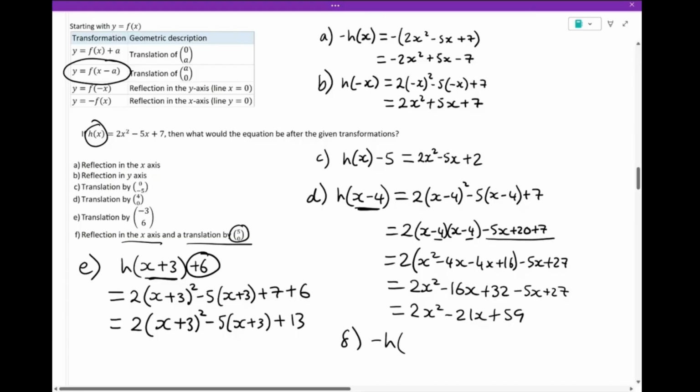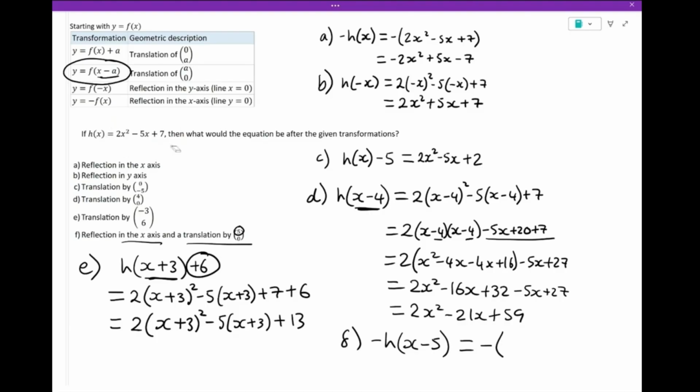And that's going to be where we replace the x with an x subtract a. So we're going to write x, and our value for a is the 5. So if we want subtract a, it's going to be subtract 5, okay? And I need to find the equation of negative h of x subtract 5. So I'm going to go to h of x, okay, and I'm going to multiply it by negative 1. So I'm going to write negative 1, open brackets.